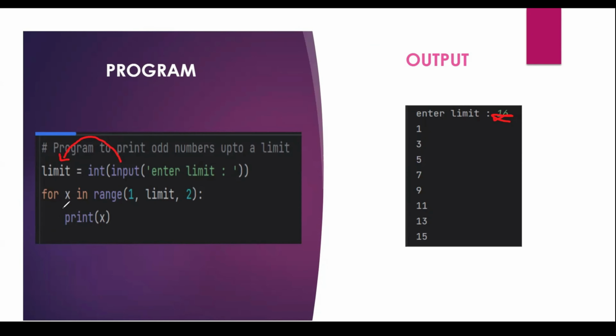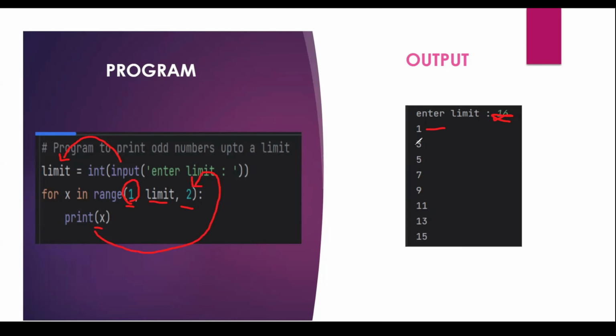We're using a for loop, for x in range. x is starting from 1 up to the limit 16, and after each execution, x will be incremented by 2. So we are printing x. In the first execution, x is 1, just like we have specified here. After that, x will be updated by 2. x will be incremented by 2.